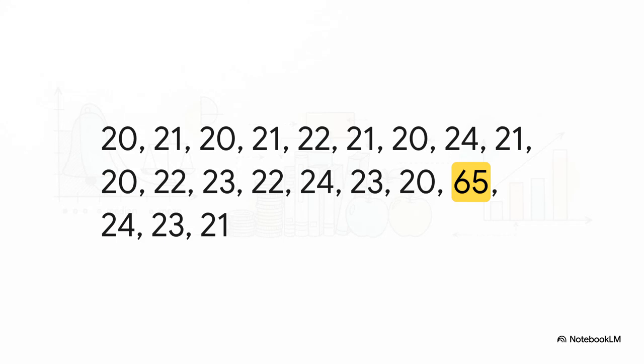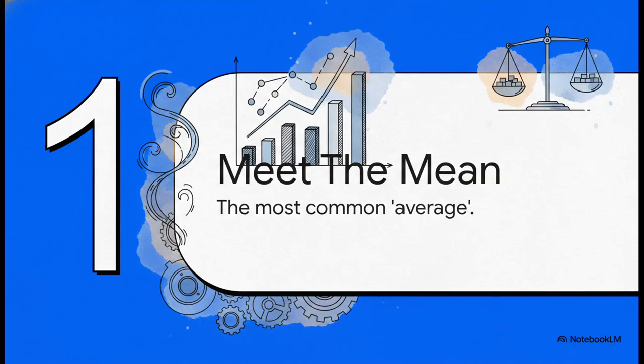All right, so here they are, the ages of the 20 students in our class. It's just a jumble of numbers, right? To make any sense of this, we really need one single number to represent the whole group. And, you know, our first instinct, the thing we all learned in school, is to find the average. And that, of course, brings us to our first tool, the mean.